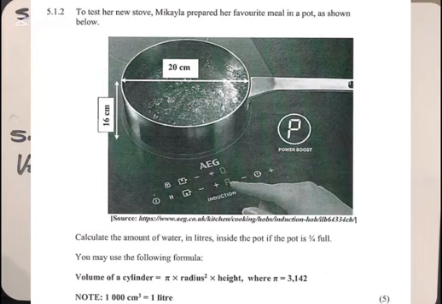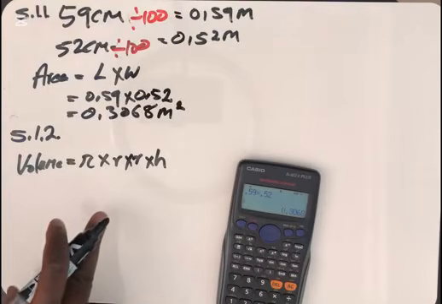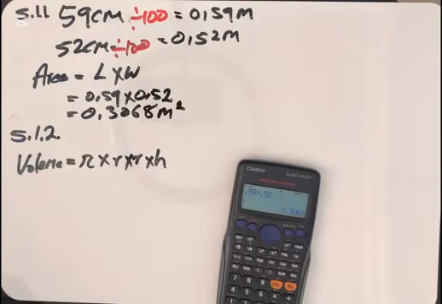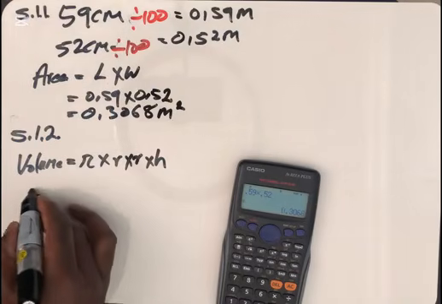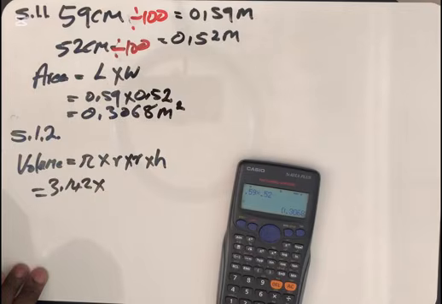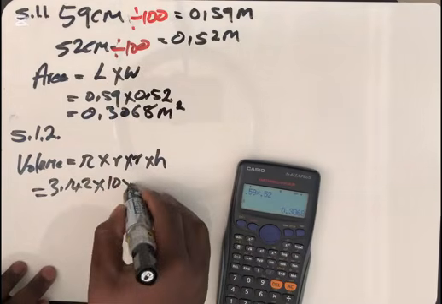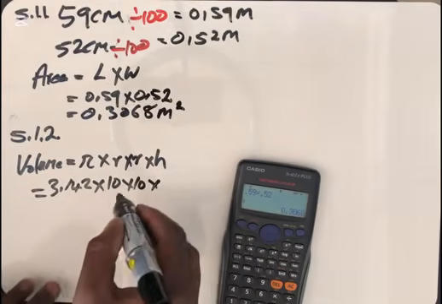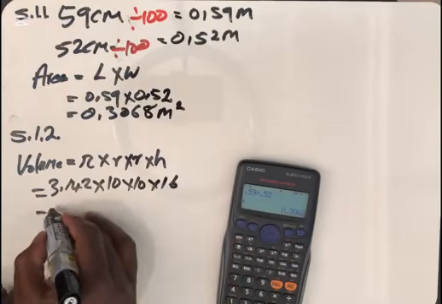I've changed radius squared to be radius multiplied by radius because I know most of the time when we deal with radius squared, it confuses us. So we rather extend it to be radius multiplied by radius, which will give us 3.142 pi. Radius, we know that radius is a half of a diameter. In this case, our diameter is 20. What is 20 divided by 2? It is 10. I'm going to have 10 multiplied by 10 multiplied by height, which is 16.